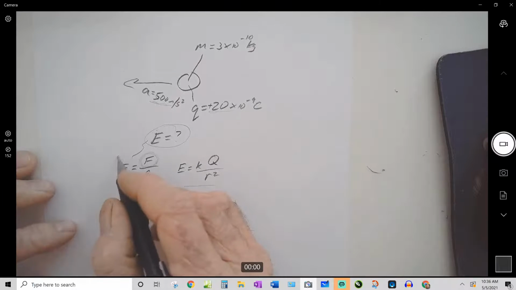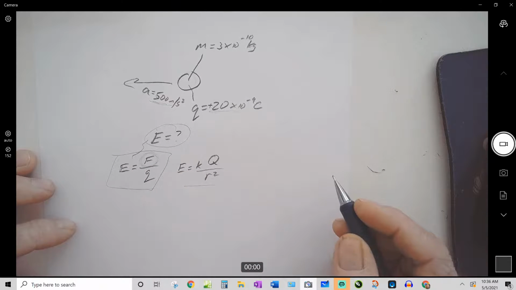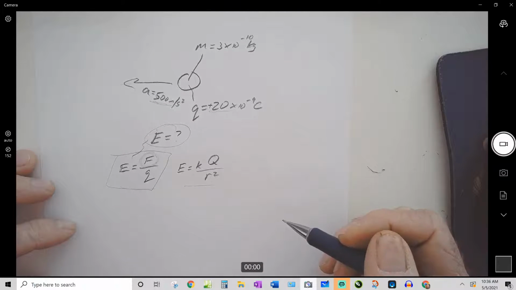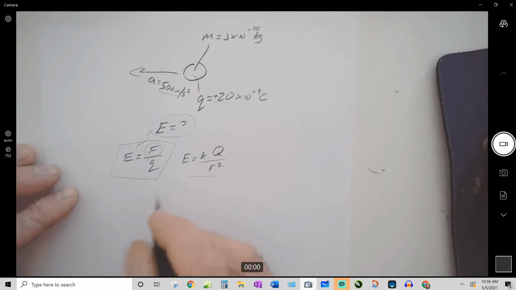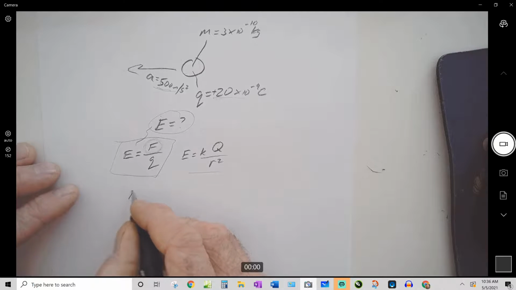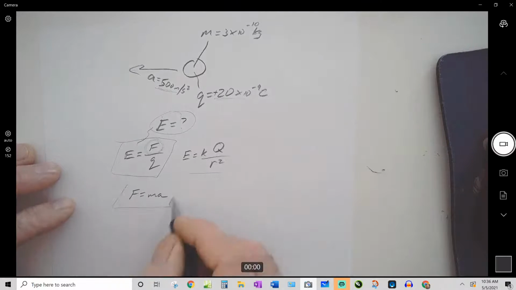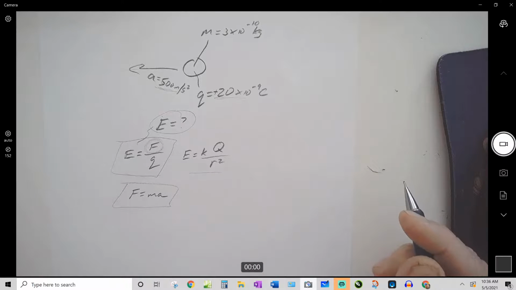So this is actually not a really hard problem. There's that, and then you're going to need one other formula for this problem. What's the other formula? Acceleration equals force of the electric field divided by the mass. Yeah, so it's just another version of Newton's second law, F equals ma. So with these two formulas, you should be able to figure it out.